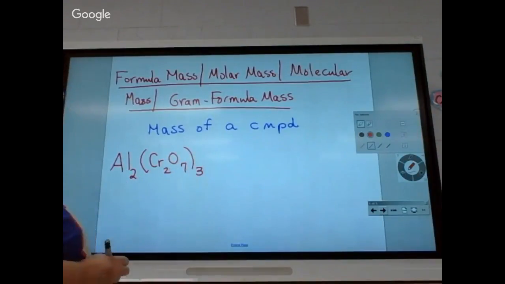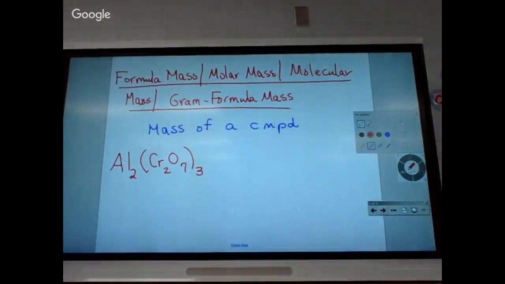Okay? Since we just had that polyatomic ion up here. All right, so if we have aluminum dichromate and we want to find its mass, we said yesterday we needed what two things to do this? Periodic table's mass, and what else? I heard somebody say it.